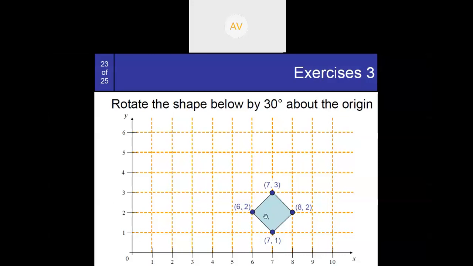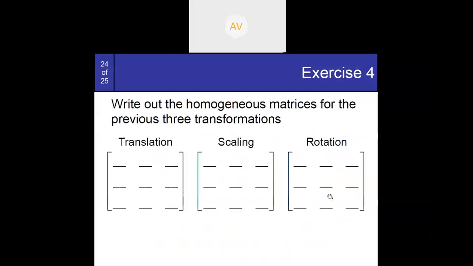So here three matrices will be involved. First translating the object to the origin, then rotating, then inverse translation. So you will get a combined CT, a combined transformation matrix, and using that you have to multiply the old coordinates to get the new coordinates. So as homework, write down the translation matrix, scaling matrix and rotation matrix.